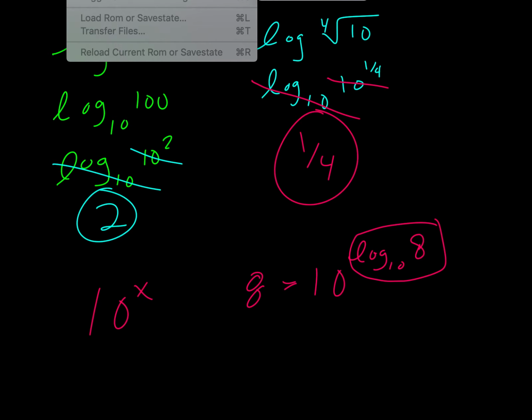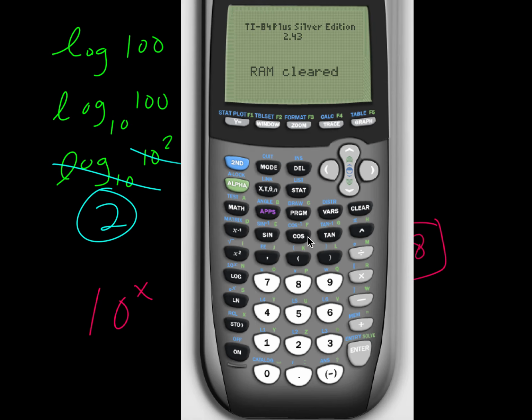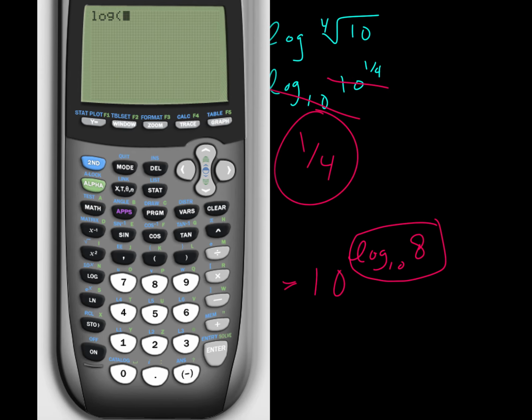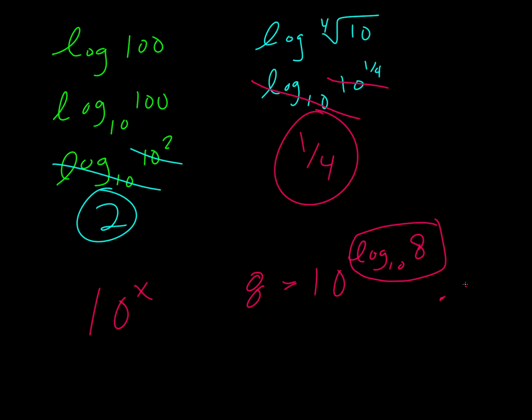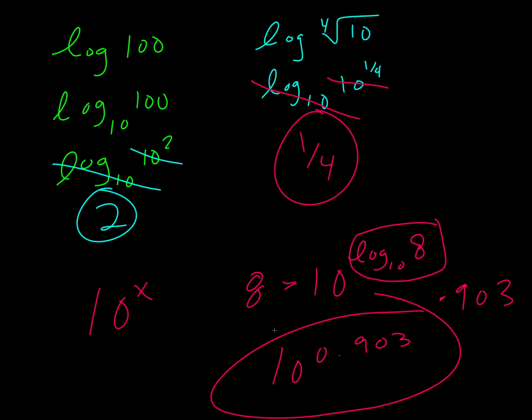So let me open up the calculator. Your calculator only has log base 10 and natural log, so luckily we only want log base 10. We just say log 8, and we get 0.903. And we would write that as 10 raised to the 0.903, and that is approximately 8.